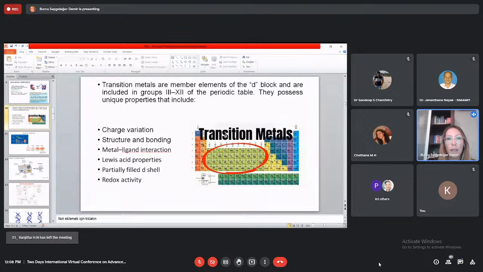The other one is Lewis acid properties. Characterized by high electron affinity, most metal ions can easily polarize groups that are coordinated to them, thus facilitating their hydrolysis. Partially filled d shell for transition metals, the variable number of electrons in d shells or f shells, influences the electronic and magnetic properties of transition metal complexes.